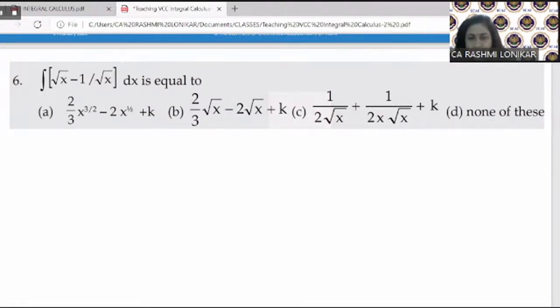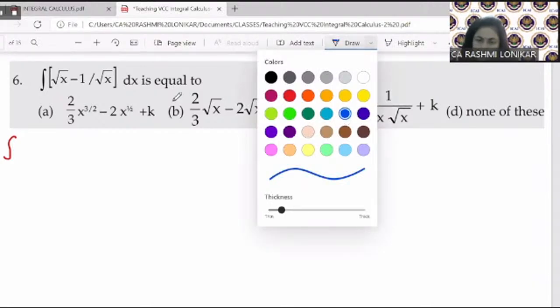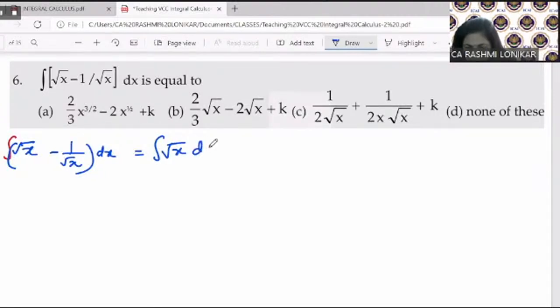Now let us go to the sixth sum. They are asking you to find the integration of root x minus 1 upon root x. We did a similar sum earlier, yesterday. Integral of root x minus 1 upon root x dx. This will be equal to integral of root x dx minus integral of 1 upon root x dx.